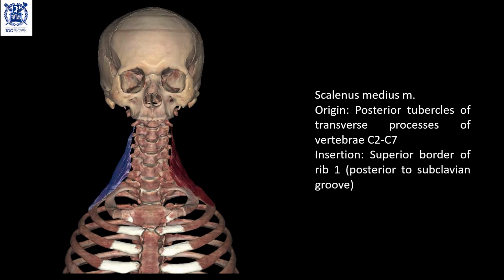Scalenus medius muscle. The middle scalene muscle is the largest and longest of the three scalene muscles. The middle scalene arises from the posterior tubercles of the transverse process of the lower six cervical vertebrae. It descends along the side of the vertebral column to insert by a broad attachment into the upper surface of the first rib, posterior to the subclavian groove. The brachial plexus and the subclavian artery pass anterior to it.